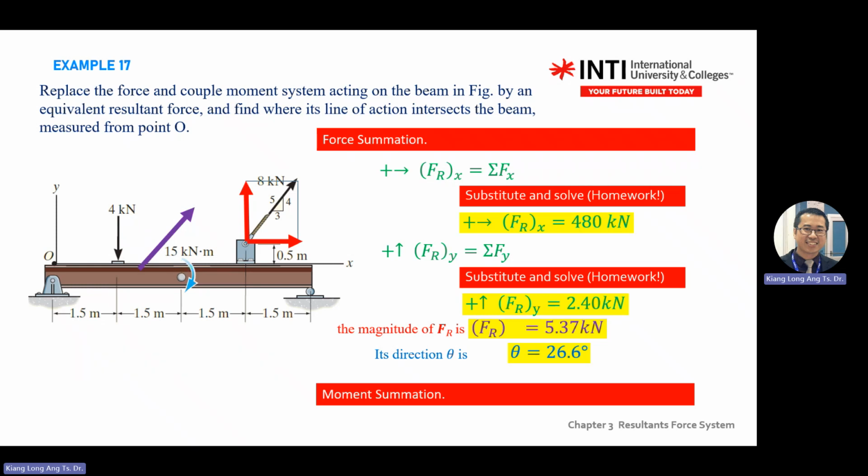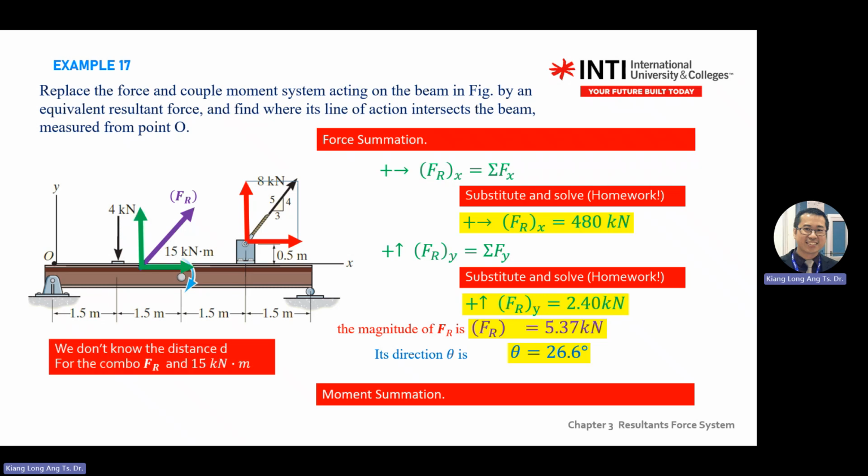So here we have the FR, and we have the theta, right? We have Fy, but we don't know the distance of FR. Now we don't know the distance of the FR, because now you have an additional moment, so you don't know. So you just put a D there. Okay, you define the D.